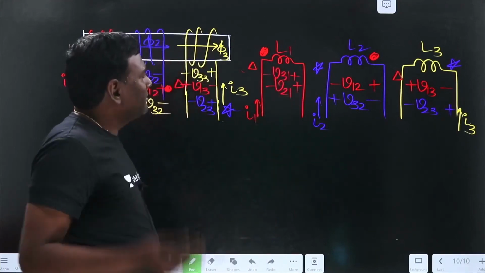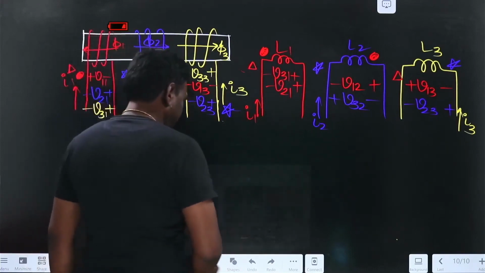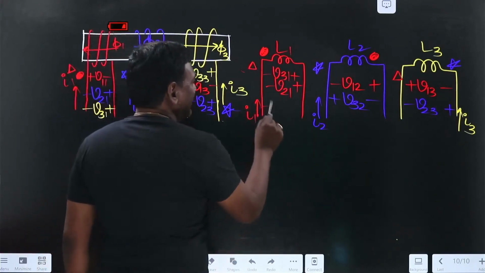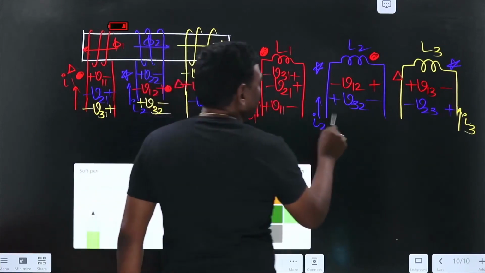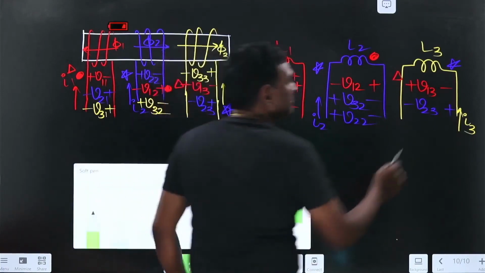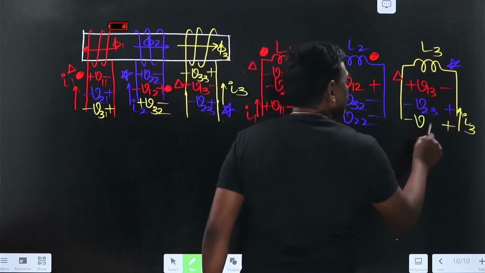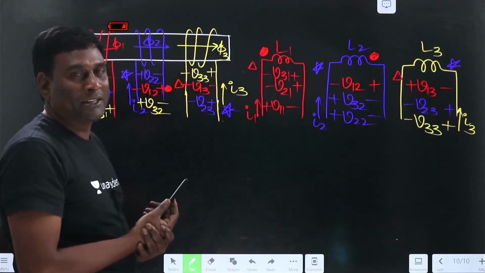On top of that, the self terms: we included 3 mutuals, so we have to include the self. For self, I1 is entering so plus minus V11, I2 is entering plus minus V22, and I3 is entering plus minus V33. Now we can write down the same equations, right?